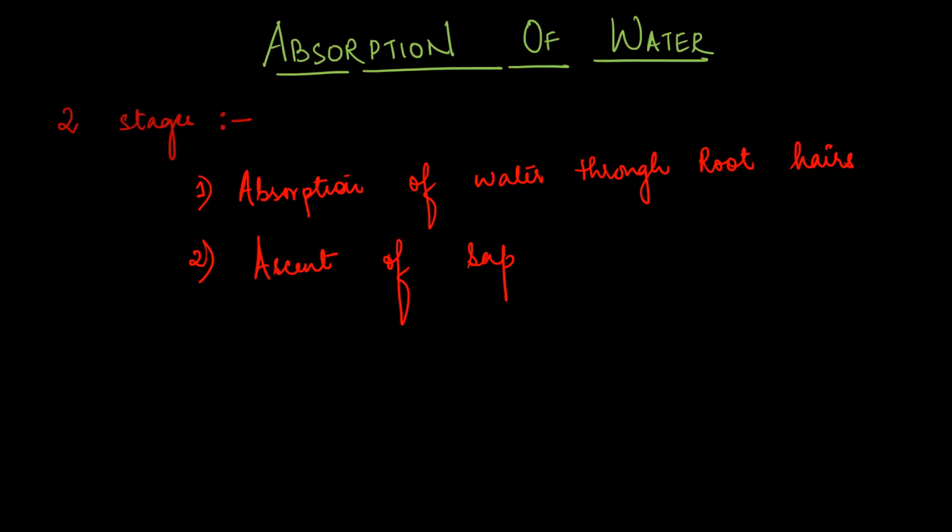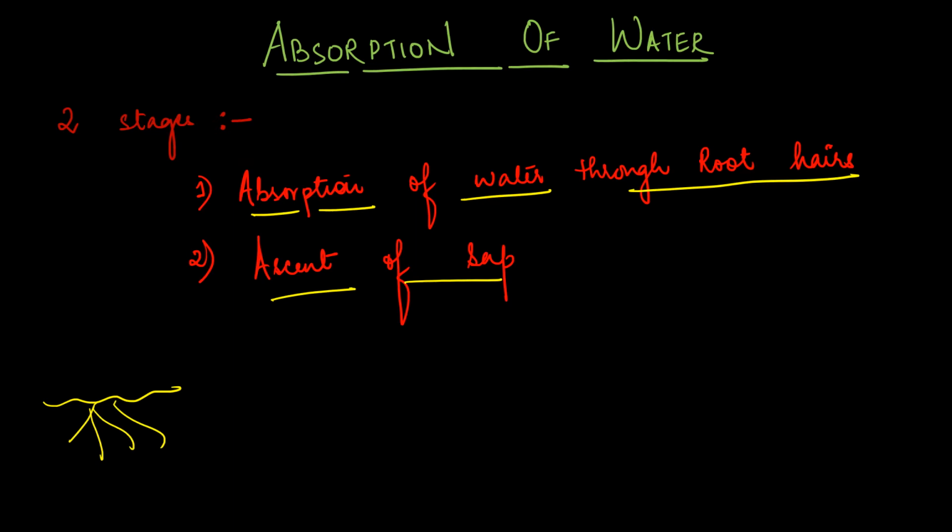Now, if we talk about absorption of water, there are two stages or two ways by which water gets absorbed. First is absorption of water through the root hairs, and second is ascent of sap. Say this is a plant, these are roots, right? The water will be absorbed from the soil by root hair. Now from this root hair, the water needs to travel upward, right? This upward travel of water against gravity, we call ascent of sap.